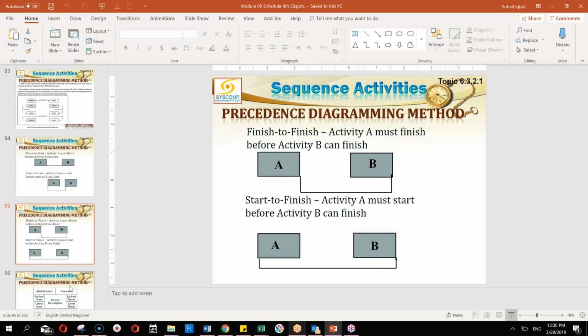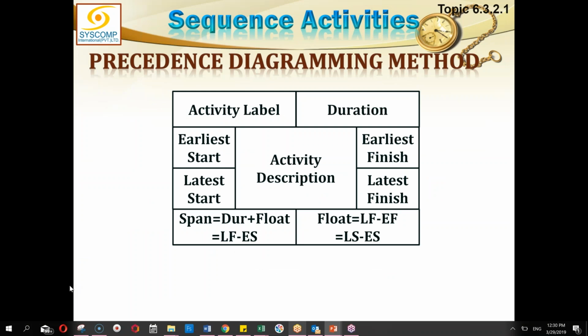What we are going to talk about now is how we can use this network diagram subsequently. As far as the sequencing is concerned, the job is done. But we can use this network diagram for further calculations. Therefore, we must understand what can be done with it.